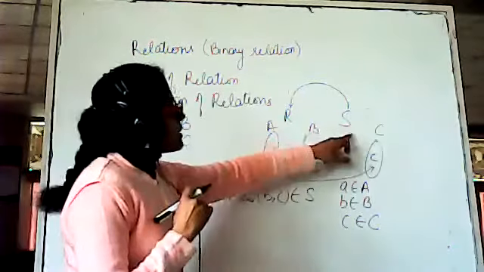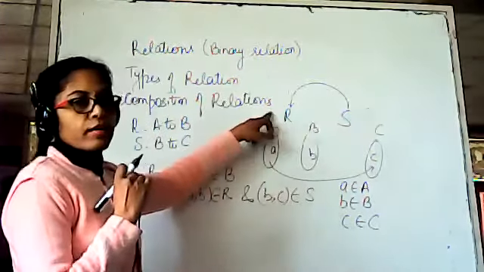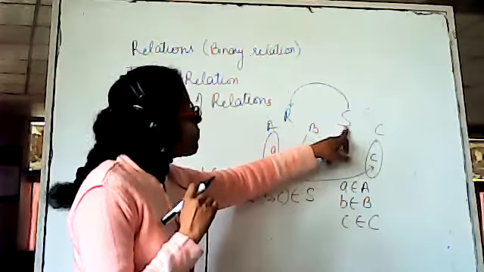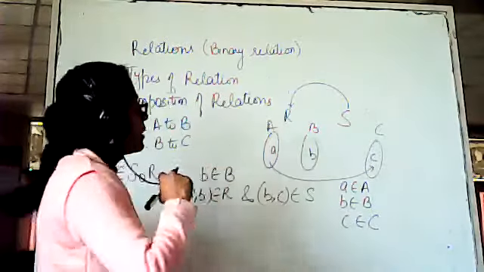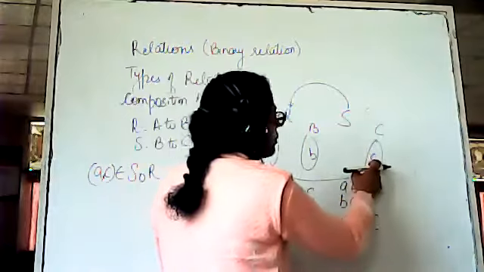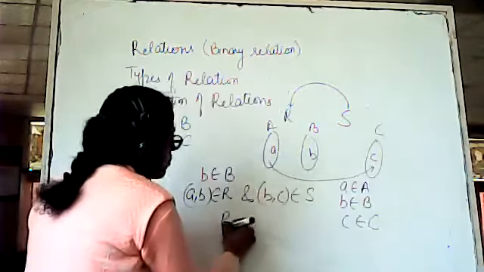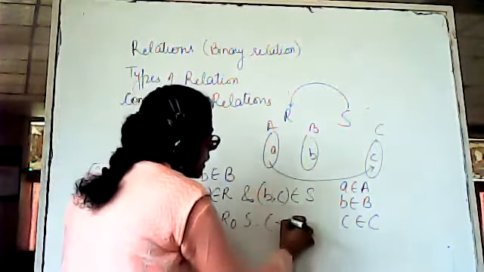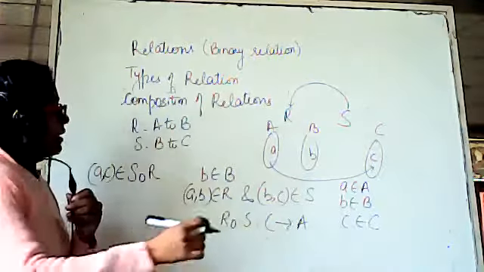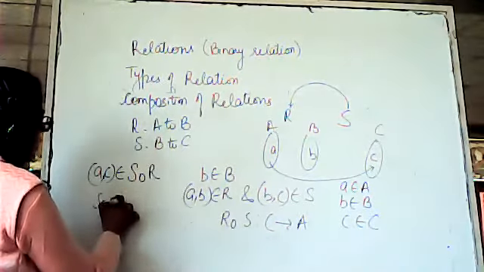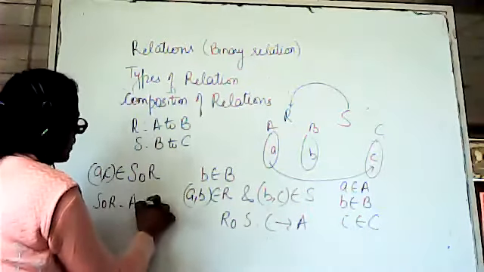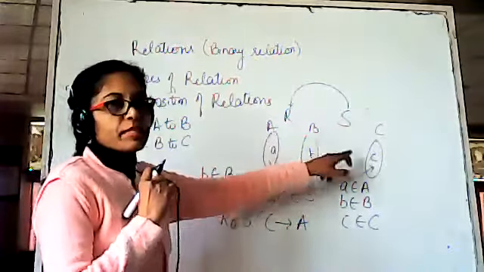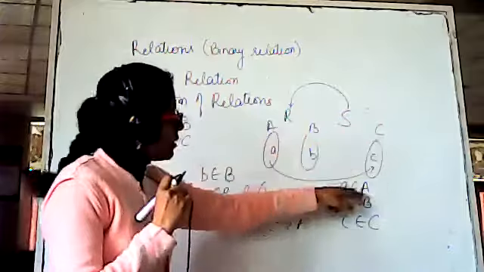ठीक है? S composite R, इसमें हम उल्टा चल रहे हैं, तो set से हम सीधा चलेंगे. If we find a composition from S to R, then it will be a relationship from A to C. If we find the composition R composite S, then the relation will be from C to A. इस चीज को ध्यान रखना. अगर हम कंपोजिशन में उल्टा चल रहे हैं तो सेट में सीधा चलेंगे. अगर कंपोजिशन में सीधा चल रहे हैं तो सेट में उल्टा चलेंगे.